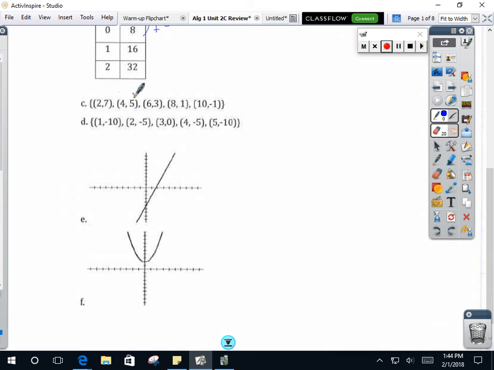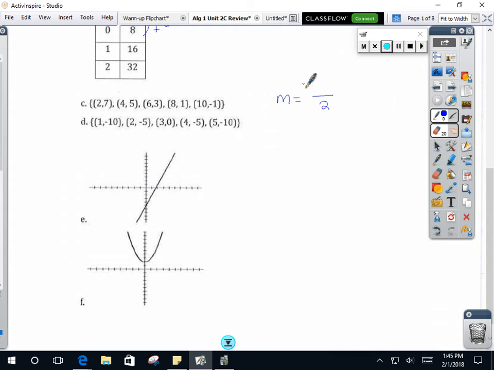2, 4, 6, 8, 10. So what did the x values do every time? Correct. And the x's go on the bottom, so your run is 2. Now look at the y values. 7, 5, 3, 1, negative 1.